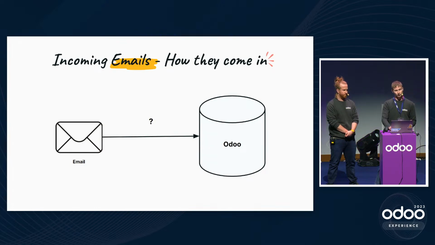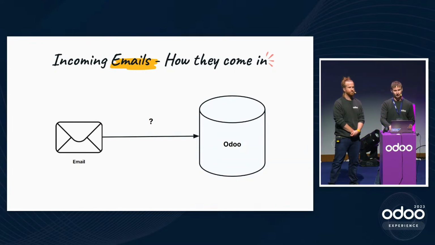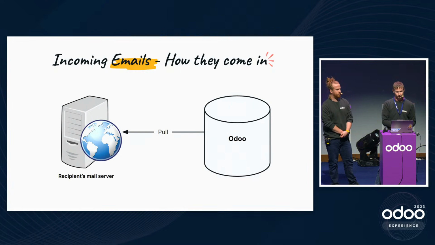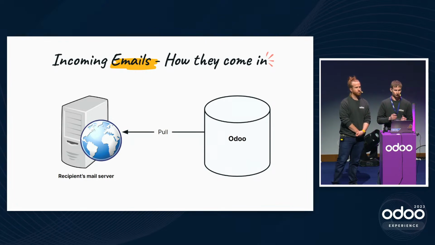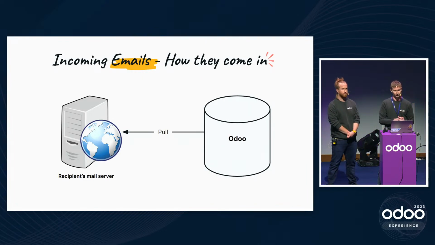So the question is, when he sends this email, how can you receive this email directly in the database? We have three methods to do that. The first one would be the pull method. On the left, you have the recipient's mail server, and on the right, the Odoo database. With the pull method, your customer will send the email in the mail server, and then from your database, we will pull all this email from the mail server.